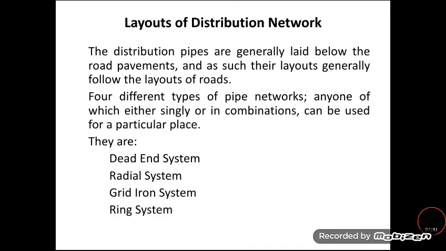The pipe distribution systems are laid below the road pavements and generally follow the layout of the road. These are the four types of networks which you use for a particular place according to the availability: dead end system, radial, gridiron and ring system.